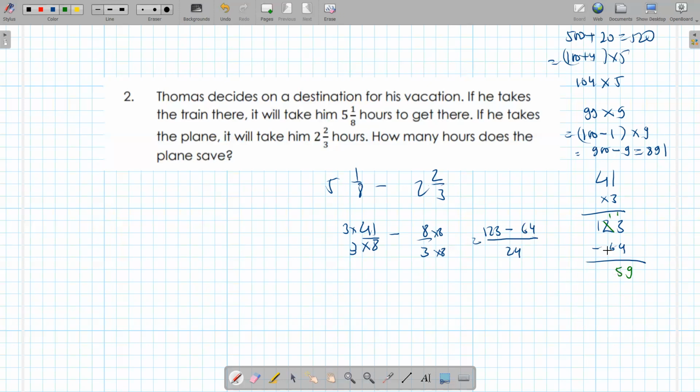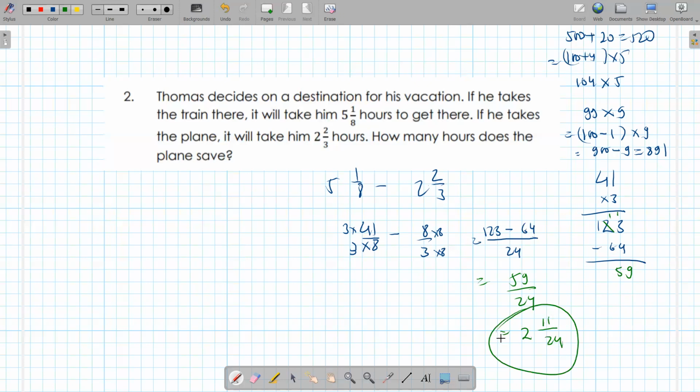Okay. Have you done this? I guess you have, right? Subtracting. 59 over 24. And 24 goes into 48 twice. So 2 and 48 to 59 is like that. And there you go. That's the answer.